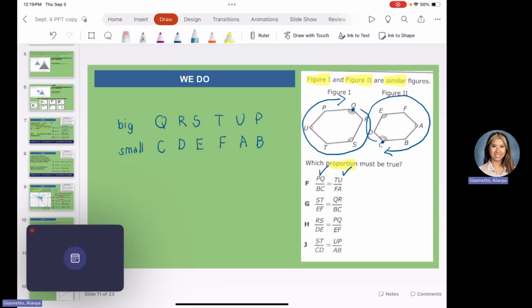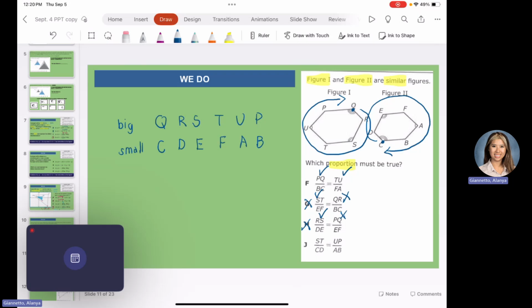Okay, so for G, it says ST. So ST right here is aligned to EF, right, or corresponding to EF, which is true. But then the other side says that QR corresponds to BC. So BC over here. So that part is not true. Okay, so then of course G is not going to be the correct answer. H is saying RS. RS right here corresponds to DE, so that's correct. Then the right side is saying PQ corresponds to EF. So EF is right here. So that is not true. So that is incorrect. So of course, then our answer is not going to be H.